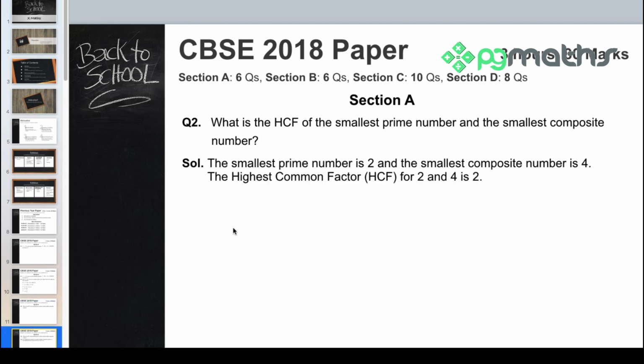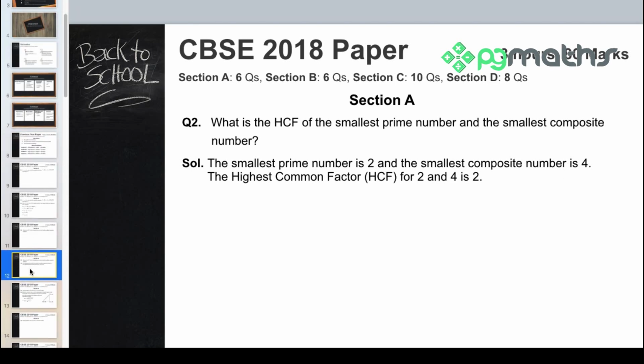Let's see the solution. Smallest prime number is 2, smallest composite number is 4. The HCF for 2 and 4 is 2. Yeah, that's true because 2 has factors 1 and 2, and 4 has factors 1, 2 and 4. If we take the common factors out, which are 1 and 2, the highest of them is 2.